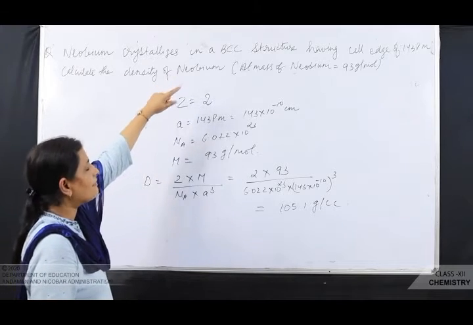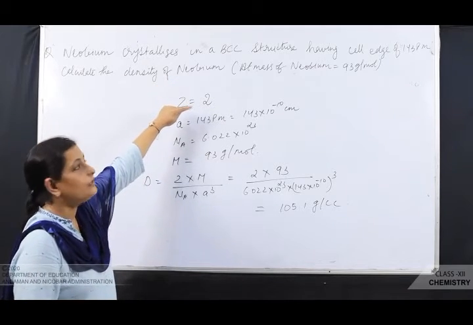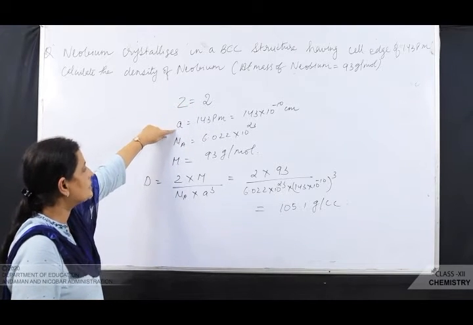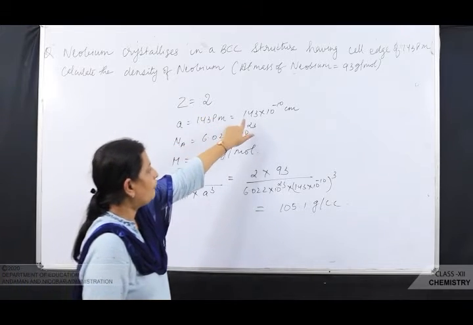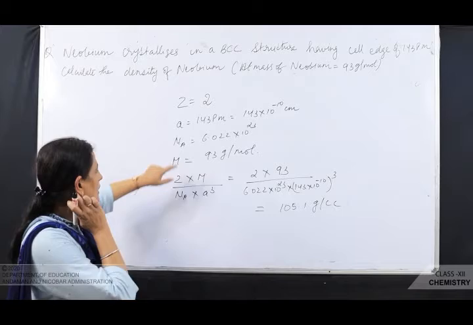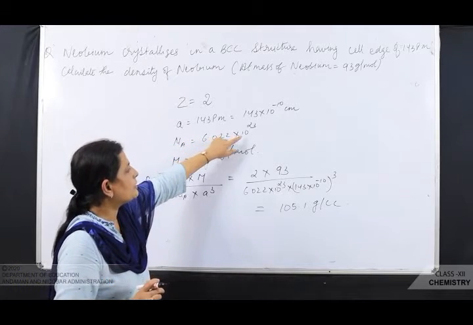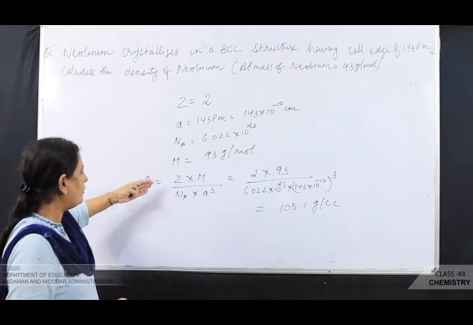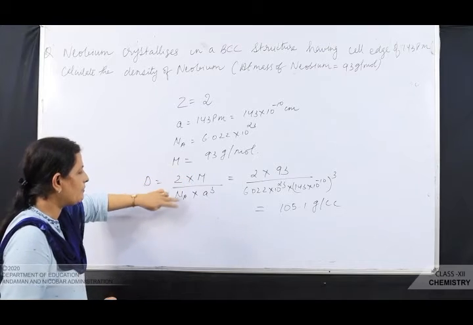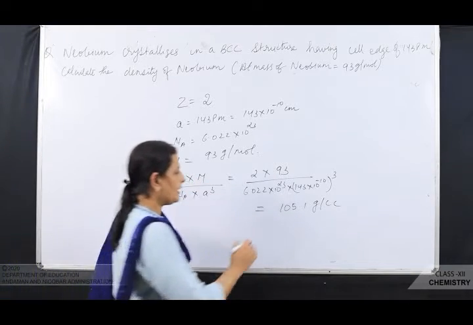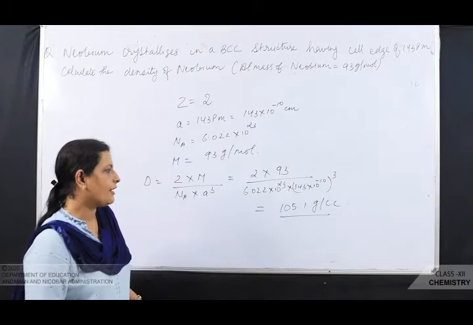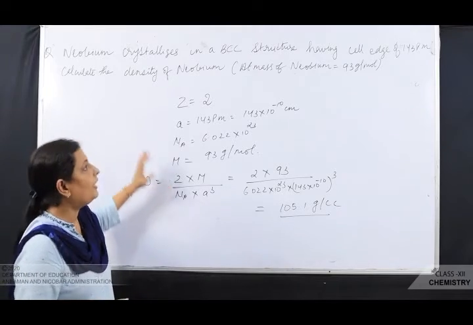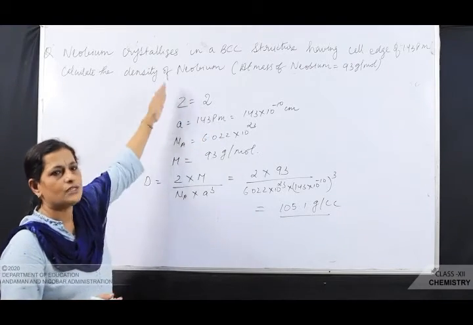So since niobium is having BCC structure, the number of atoms per unit cell is how much? 2. So Z represents number of atoms per unit cell. Then edge length is given, 143 picometer. So 143 into 10 to the power of minus 10 centimeter. Avogadro number 6.022 into 10 to the power of 23. Atomic mass is given, so 93 gram per mole. And the formula you have to use is D is equal to Z into M divided by Na into A cube. And when you do the calculation, it comes approximately to be 105.1 grams per cc. See, in this chapter the numericals are very easy. There is only one formula and you just have to directly substitute the values given in the equation.